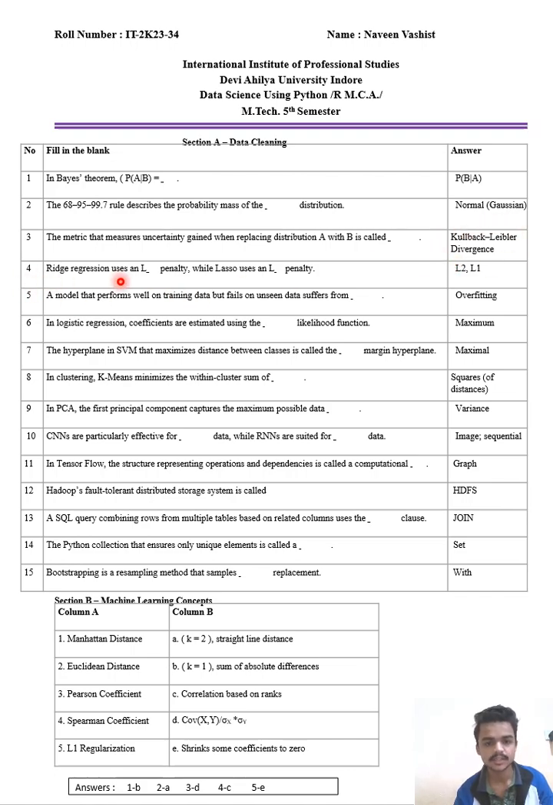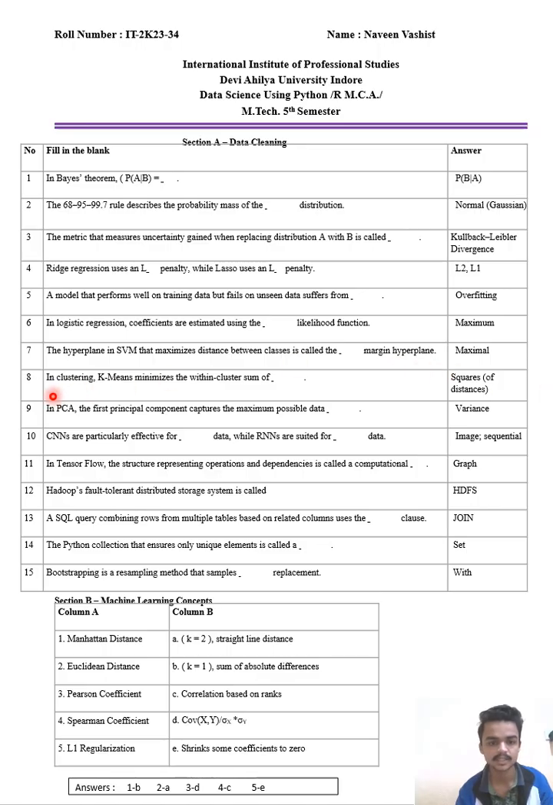Fourth question. Ridge regression uses an L dash penalty, while lasso uses an L dash penalty. So the answer will be L2, L1. A model that performs well on training data but fails on unseen data suffers from overfitting. In logistic regression, coefficients are estimated using the dash likelihood function. So the answer is maximum. The hyperplane in SVM that maximizes distance between classes is called the dash margin hyperplane.